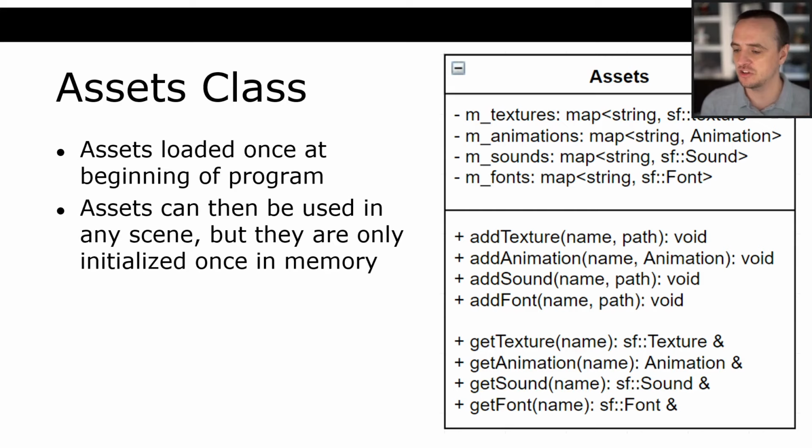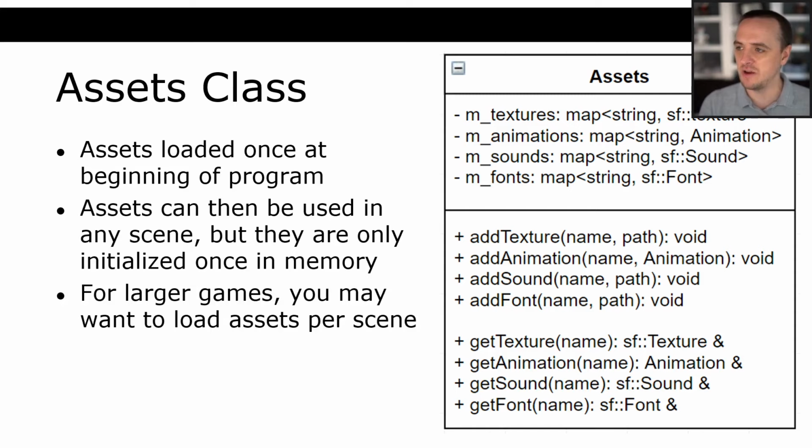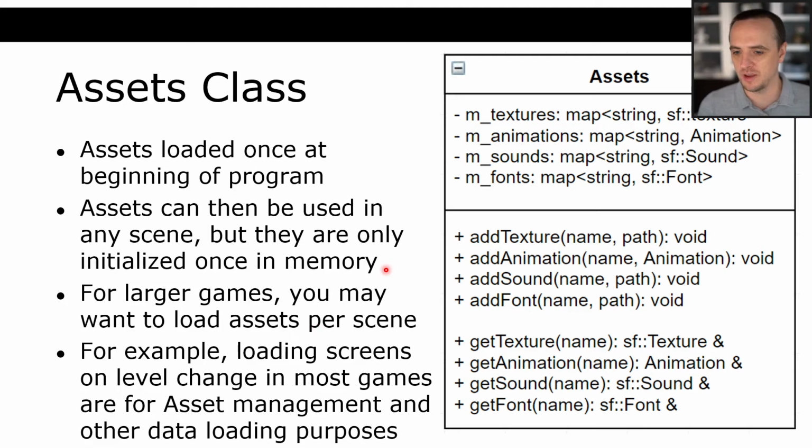So for larger games, as I said, you may want to do scene-by-scene asset loading. That's fine. But for example, loading screens on level change in most games are for asset management and other data loading purposes. So what we're going to have inside this class is a map for each of our data types. So we're going to map from strings to textures, from strings to animations, from strings to sounds, and from strings to fonts. Okay? So anytime we want to get access to any of these things, we just refer to them by their name.